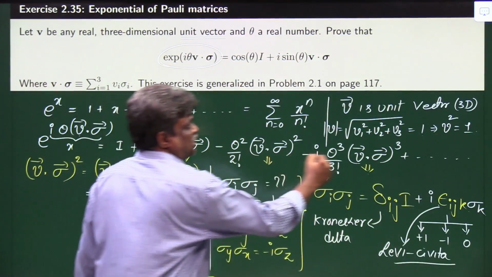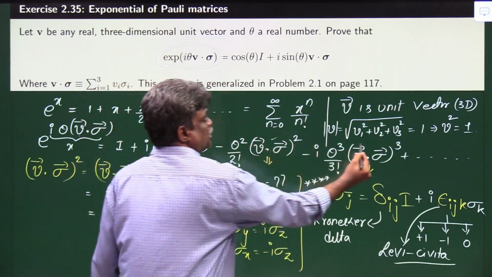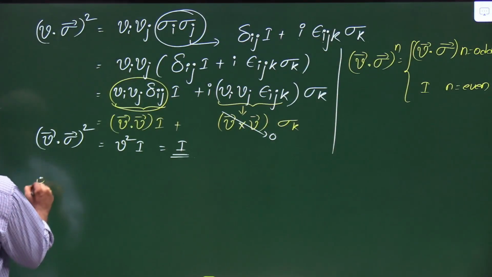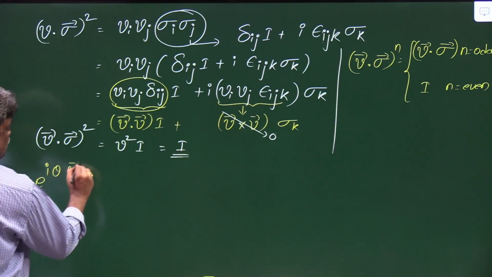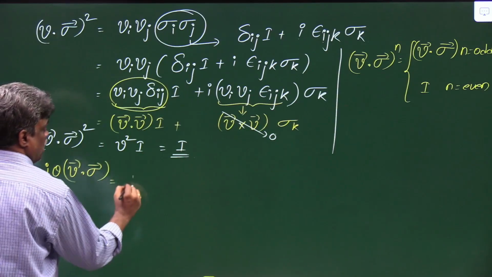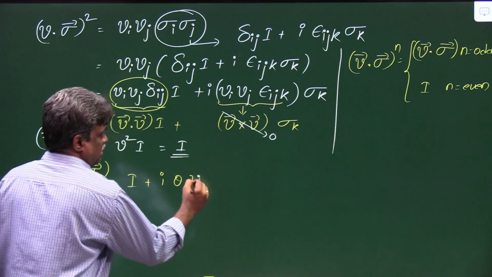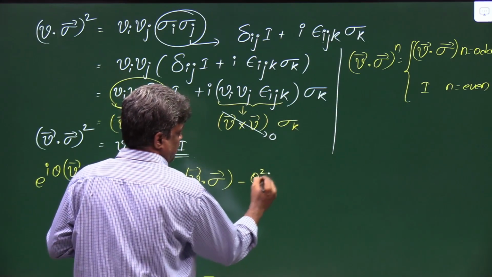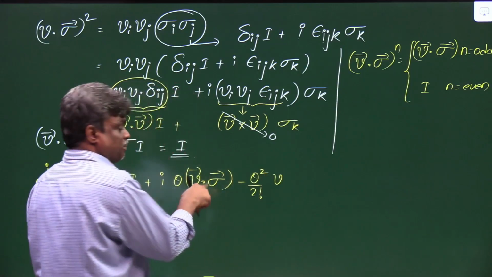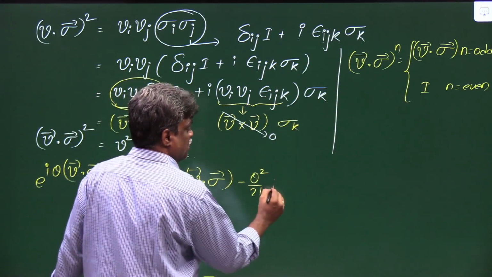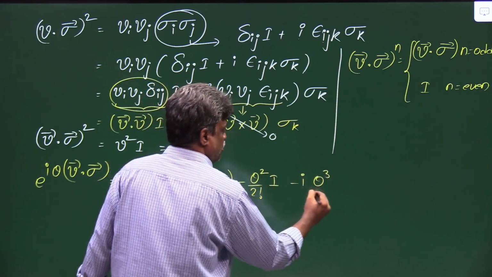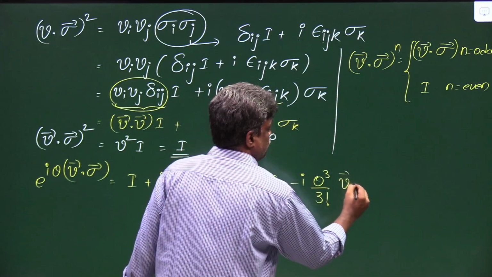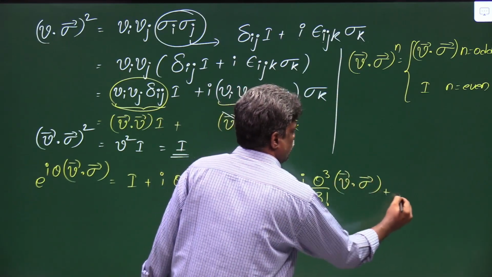So here we have the expansion. We have to substitute this, and this whole square, whole cube, whole power 4, and so on. Okay, so let us go with that. e raised to iota theta v bar dot sigma bar equals identity plus iota theta v bar dot sigma, and after that minus, iota square is there, theta square by 2 factorial, and this is (v bar dot sigma) whole square which is equal to I, minus iota theta cube by 3 factorial, and (v bar dot sigma) whole power 3 which is equal to v bar dot sigma, and so on you can take.